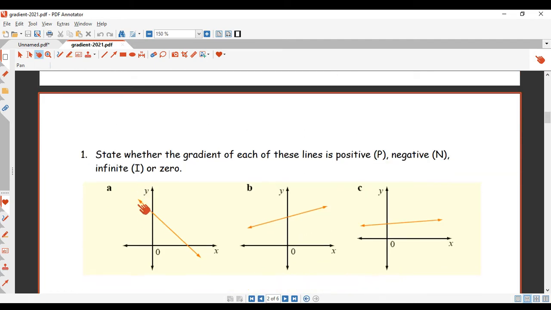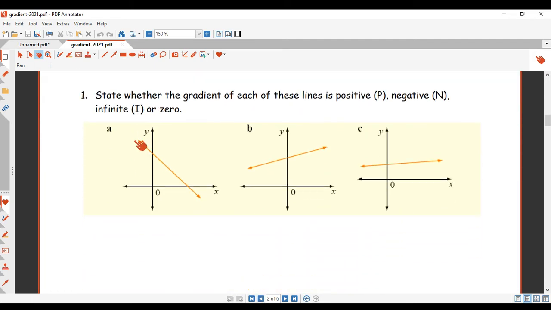Okay, so let's have a look at the first few questions here. Now you can see here that the line is sloping down from left to right. So we've got to say whether the gradient is positive p, negative n, or infinite I or 0. Now sloping down from left to right, so that's a negative gradient. Okay, n for negative.